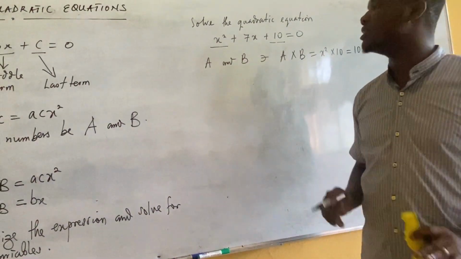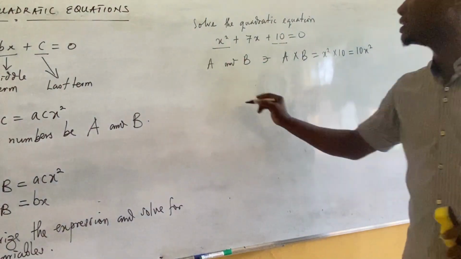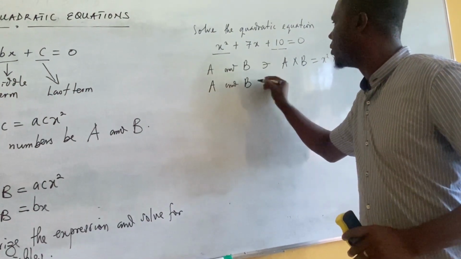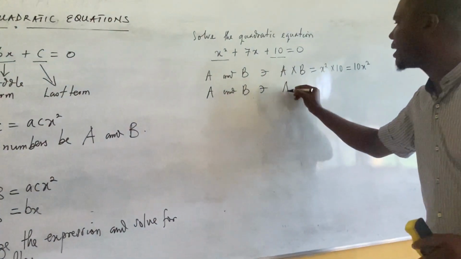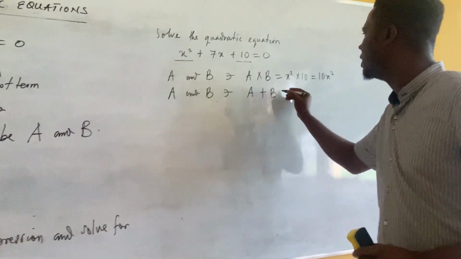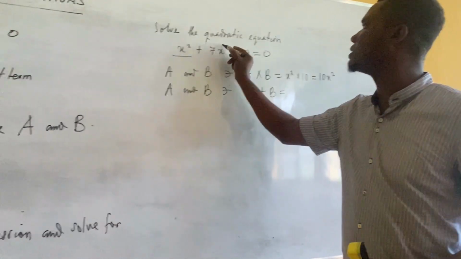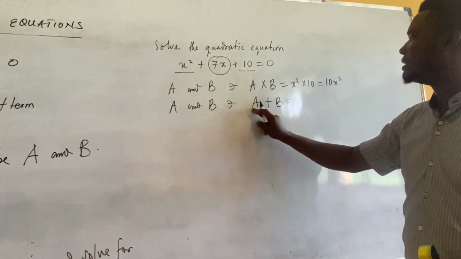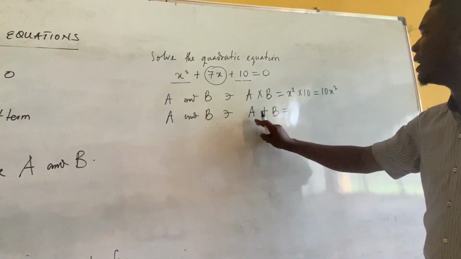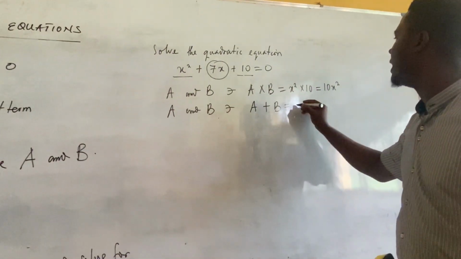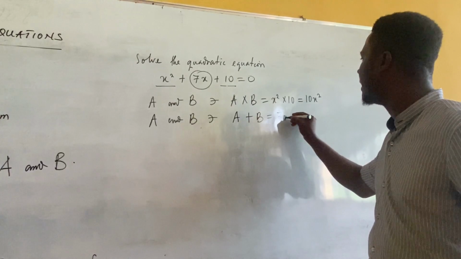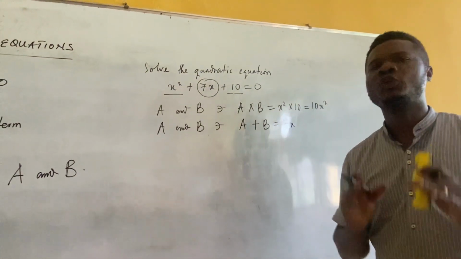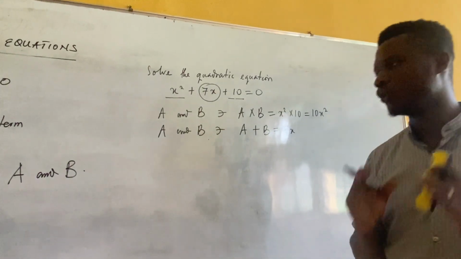Okay, so that is me implementing step 1 of the algorithm. The algorithm in step 2 also says that A and B must be such that A, when added to B, must give the middle term. And what is the middle term? The middle term is 7x. So if you add the same two numbers you're looking for, A to B, you will end up having 7x, the middle term. Now the question is, how do we search for those two numbers?